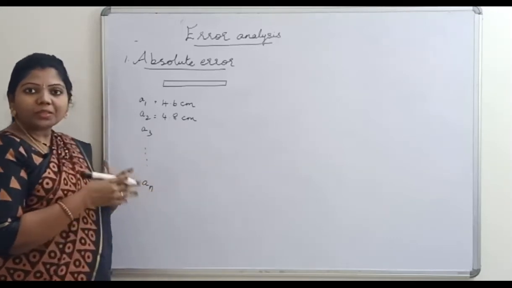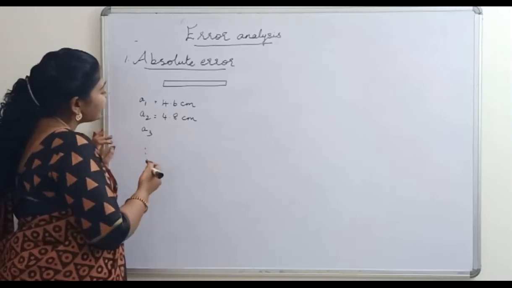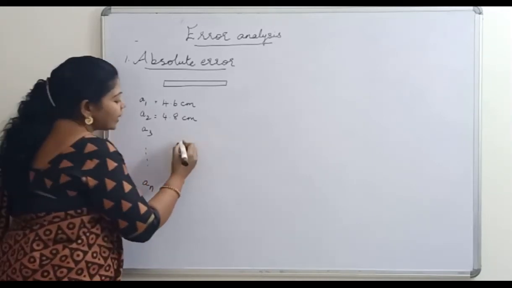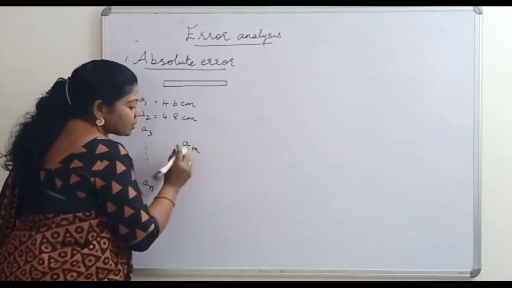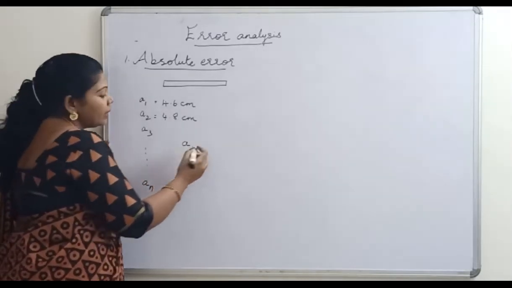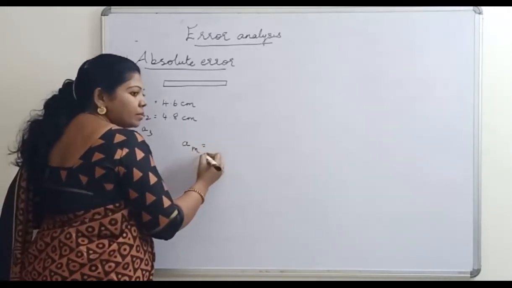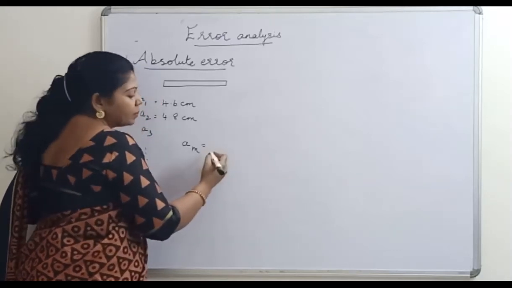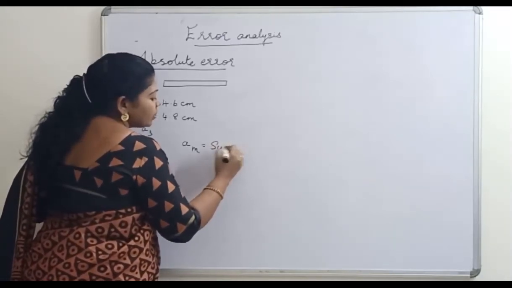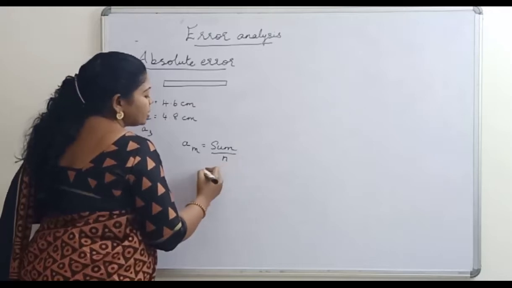How can we find the true value of this rod? For finding the true value, we have to find the arithmetic mean. So it is mean, so it is AM. AM is equal to, for finding the mean value, it is sum by number. Sum of all the values by number.